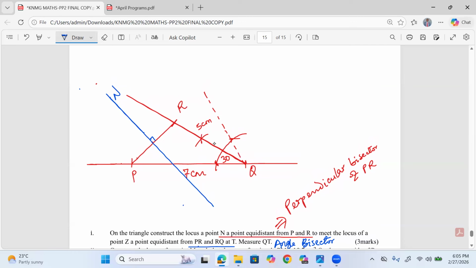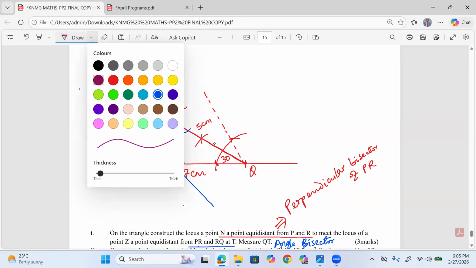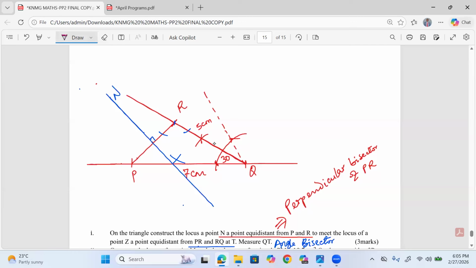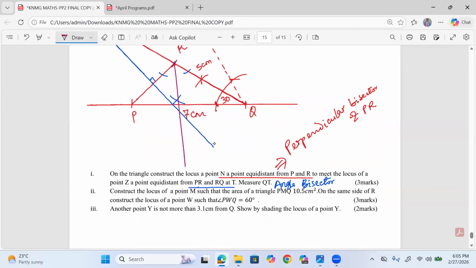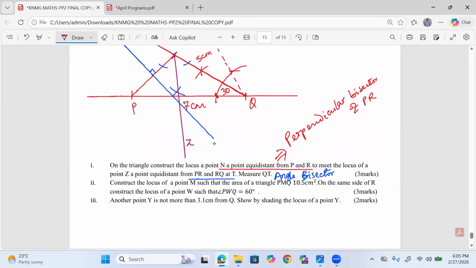So we're supposed to talk about bisecting an angle, whereby you stand at R, you make an arc, make another arc. So standing on those arcs now, you can make an arc up there and another arc at this point. Then you produce the line through R, and it will give you a bisector of that particular angle. So this is now the angle. This is the locus Z. Z is the locus of all the points that are equidistant from PR and RQ.